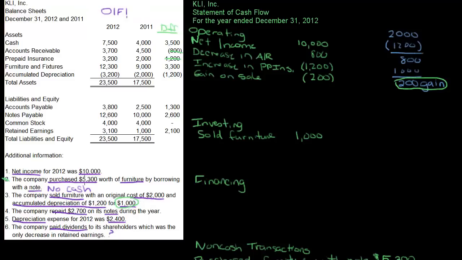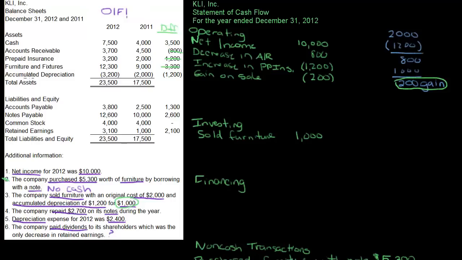Okay, so I purchased $5,300. I sold furniture with an original cost of $2,000. So the difference between $5,300 and $2,000 is $3,300. That's my difference. Notice I didn't just say change in furniture and fixtures, right? In the investing and the financing sections, you actually have to explain what happened. So if you purchased furniture and you sold furniture, you have to put both of them in there. You can't just say change in furniture. We're trying to explain where the cash went.